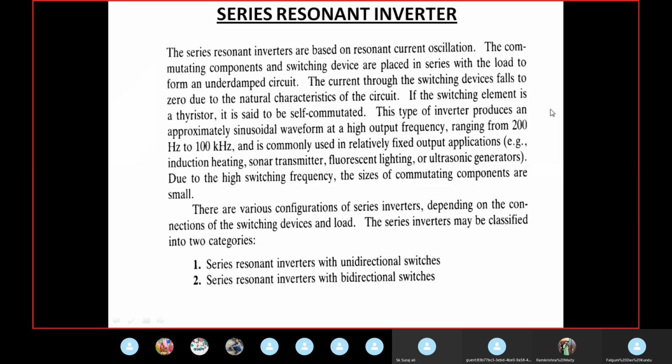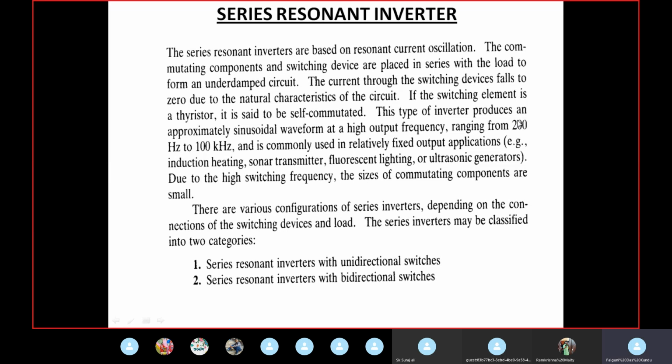The current through the switching device falls to zero due to the natural characteristics of the circuit. If the switching element is a thyristor, it is said to be self-commuted.